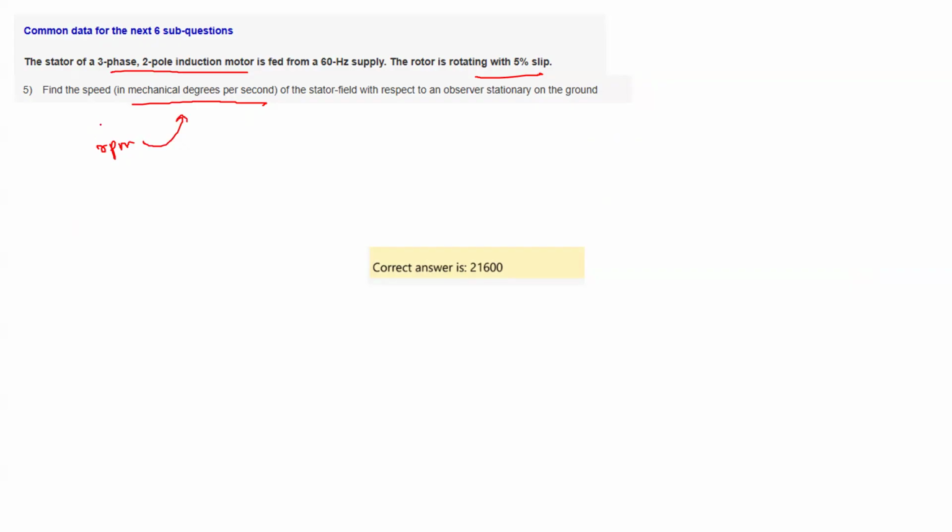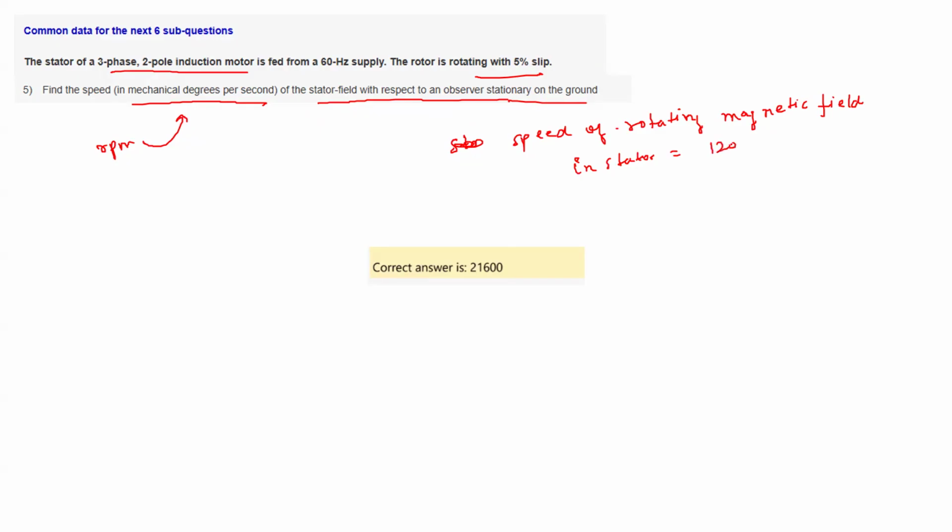But as such the question is simple only. We have to find the speed of the stator field with respect to an observer stationary on the ground. So what is the speed of the rotating magnetic field in stator? We know that it is 120 F by P in RPM. This is how it is related to the supply frequency.